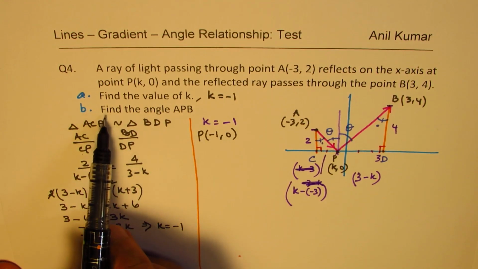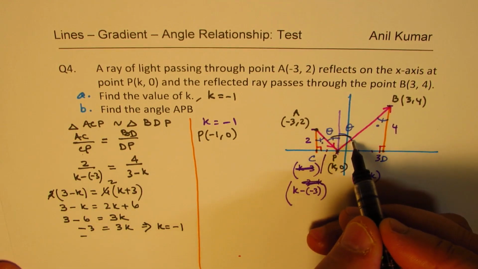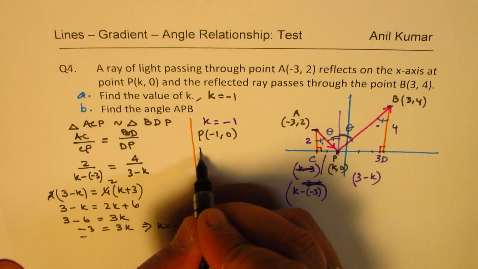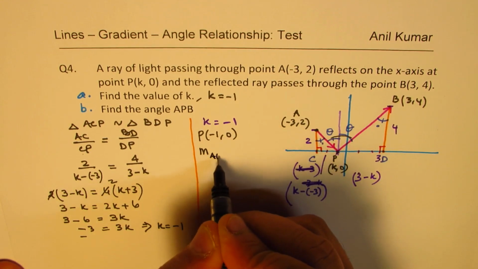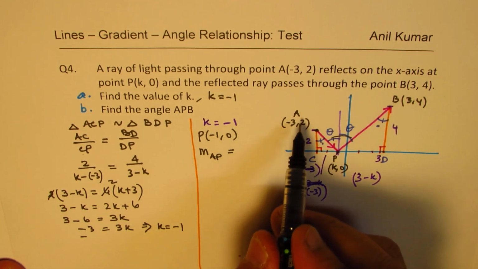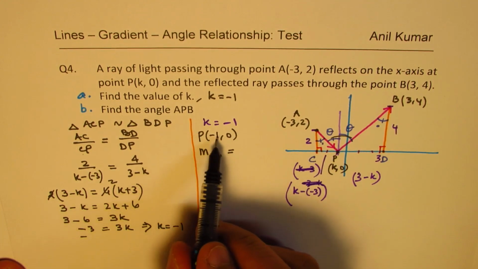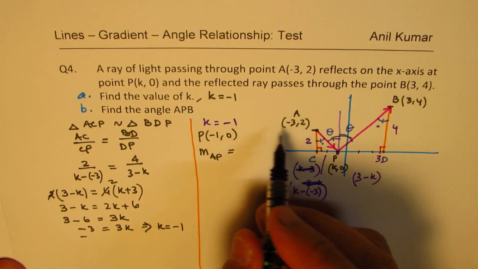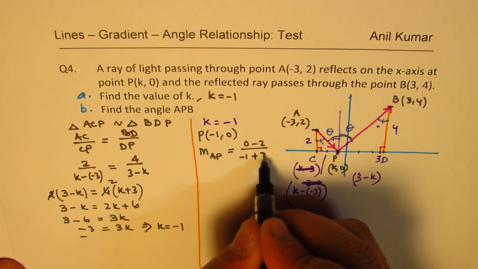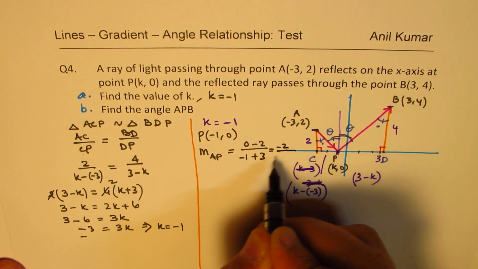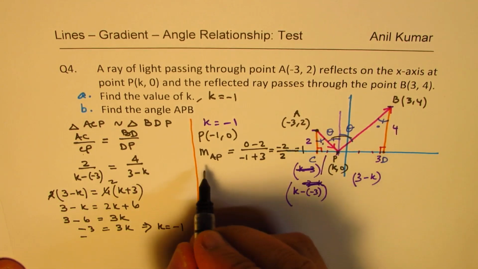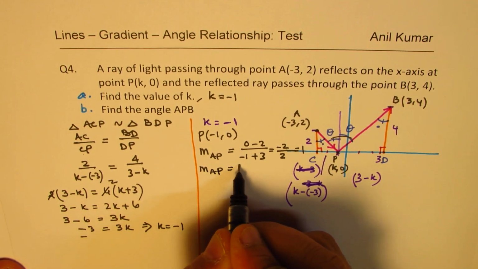Now we have done the first part and we found that K equals minus 1. The second part is find the angle APB. So we have to find this angle, which is twice theta. Okay, let's find this. So for that, we need to find the slope of AP, which is how much? Slope of AP will be, A is minus 3, 2, and P is minus 1, 0. So it will be 0 minus 2 divided by minus 1 minus minus 3. So that gives you minus 2 over, this is 2. So that gives you a slope of 1. So slope of AP is 1.